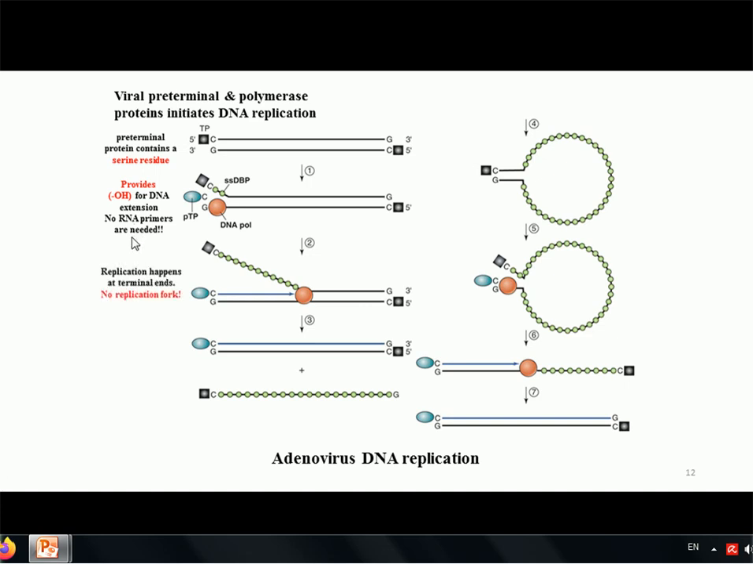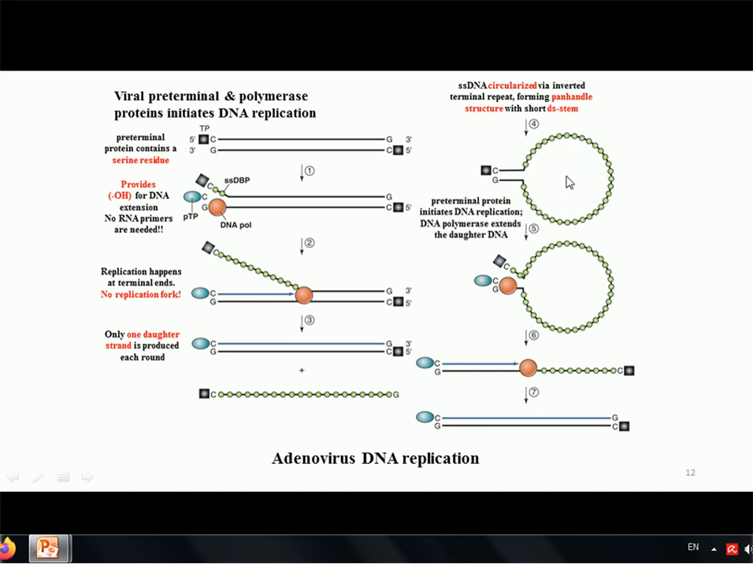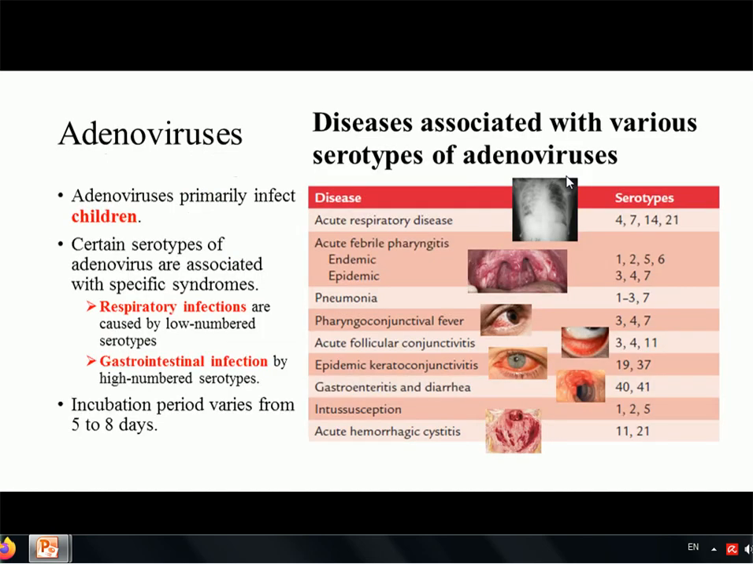If you look carefully, there is no replication fork needed for the replication of viral DNA, and only one daughter strand is provided at each round. Later on, the single strand DNA will circularize via the inverted terminal repeat. Then they form a panhandle structure with a short double strand stem. From there, the replication cycle will carry on.